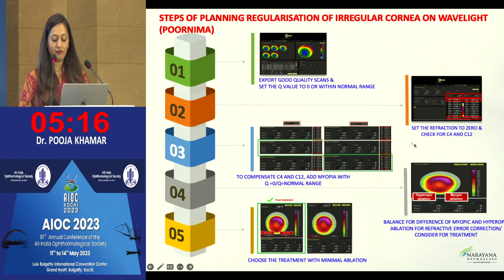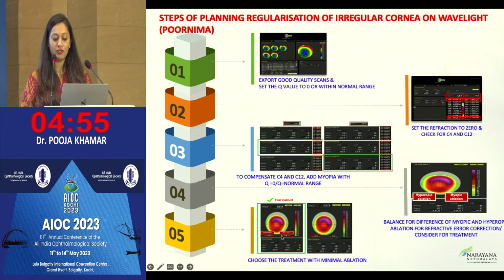Then you set the refraction to 0 and check for C4, C12 compensation. Once you have compensated for the C4 and C12, you add the myopia with Q range being 0. And then you balance for the difference of myopic and hyperopic ablation for the refractive error correction, so to consider for the treatment, and choose the treatment with minimal ablation.